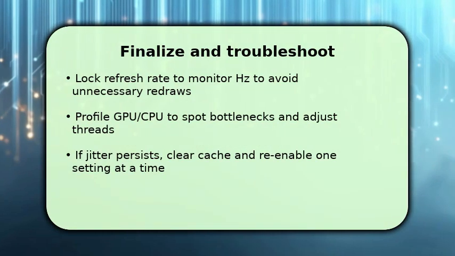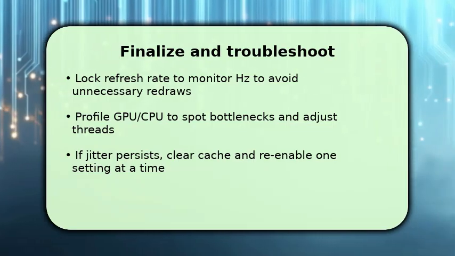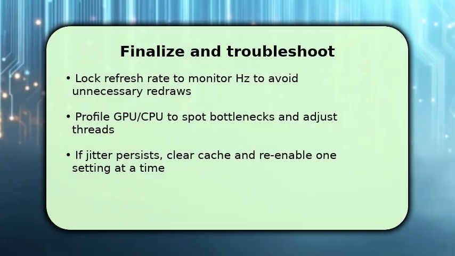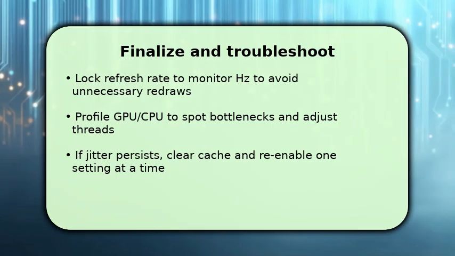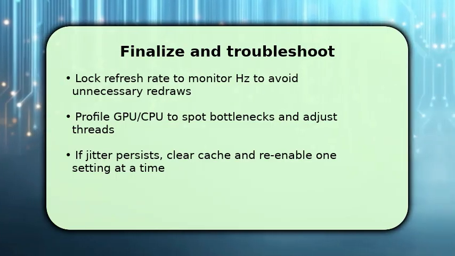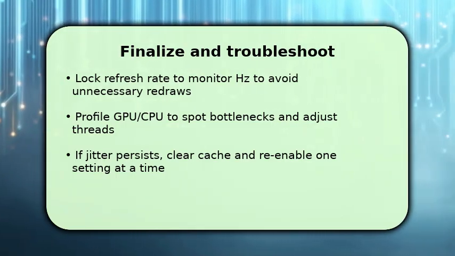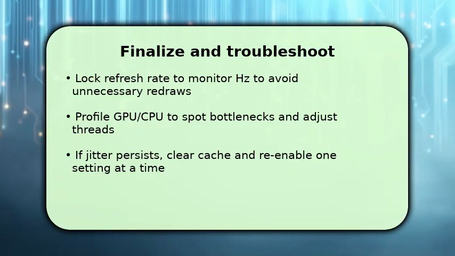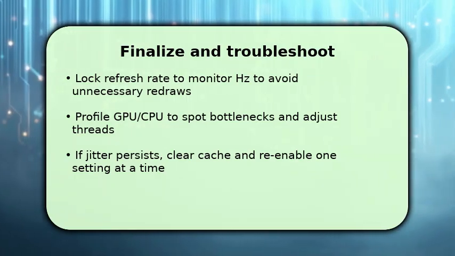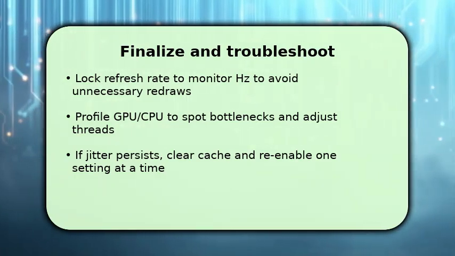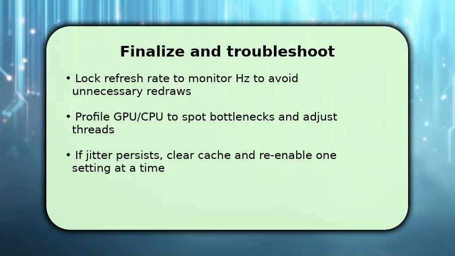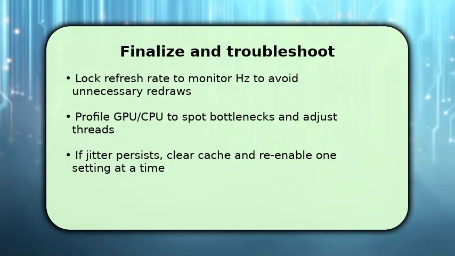To finish, sync the scope refresh to your monitor HC so it stops redrawing more often than needed, and profile both GPU and CPU to identify remaining hotspots. Reduce thread counts or change buffer sizes until throughput is stable. Make sure caching is enabled for repeat frames, then validate accuracy against a full resolution pass.